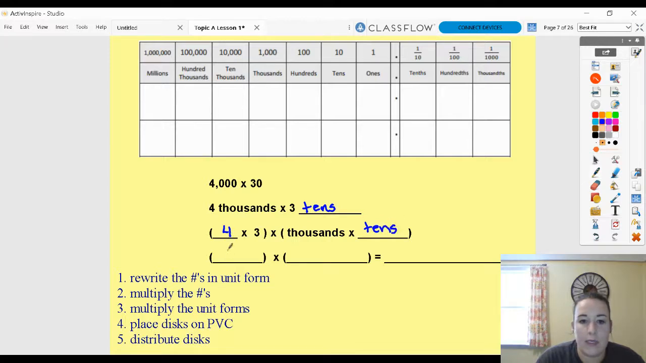So then we would multiply them. So we have 4 times 3, which is 12, and thousands times tens. So if I'm here in the thousands and I multiply it by 10, I move up to the 10,000s. So now I have 12 10,000s. So I'm going to put those discs on my place value chart. 1, 2, 3, 4, 5, 6, 7, 8, 9, 10, 11, 12. So I have 12 there.